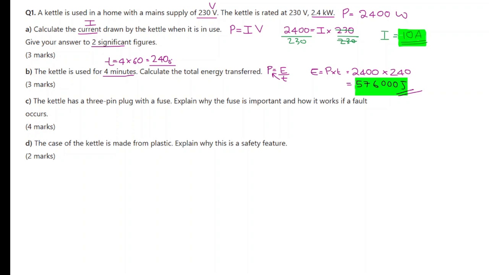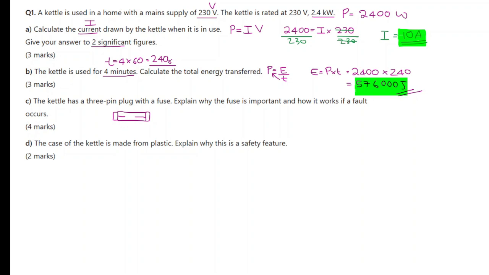Part C. The kettle has a 3-pin plug with a fuse. Explain why the fuse is important and how it works if a fault occurs. So if you remember, a fuse consists of a thin metal wire inside a glass cartridge with two metal ends, and there's a rating to the fuse. If the current goes above a certain value, the wire melts and it stops the current.